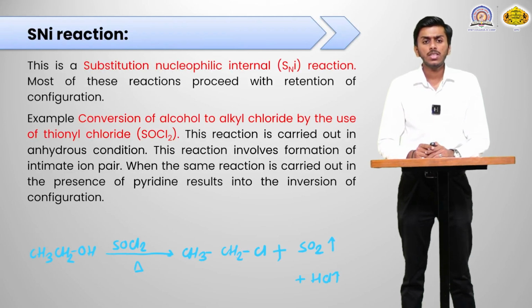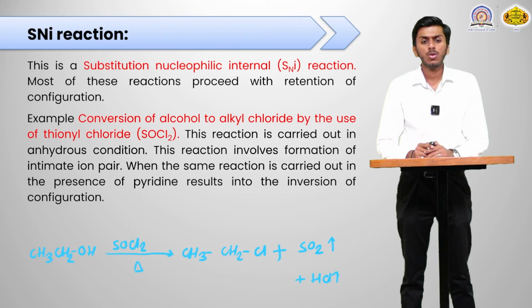SNi reaction. This is substitution nucleophilic internal reaction. Most of these reactions proceed with retention of configuration. The example in this category is the conversion of alcohol to alkyl halide by use of thionyl chloride. This reaction is carried out in anhydrous condition. This reaction involves the formation of an intimate ion pair as an intermediate. When the same reaction is carried out in the presence of pyridine, it results in inversion of configuration.